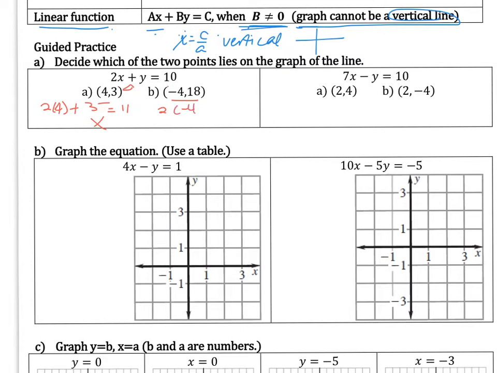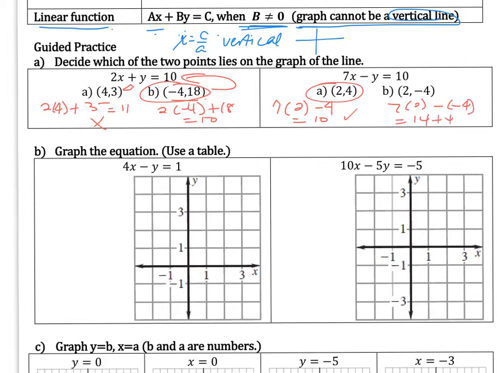2, negative 4. This equals 10. Negative 4, 18 is a point that lies on this graph. And let's try the next one. 7 times 2 minus 4. This one equals 10, so a. I'm just going to double check my other point. This one equals 18, so no.